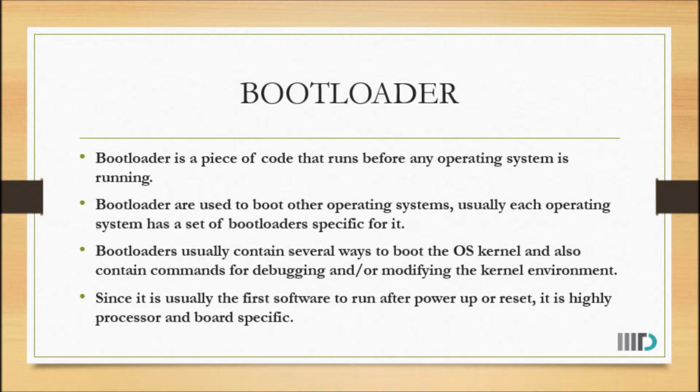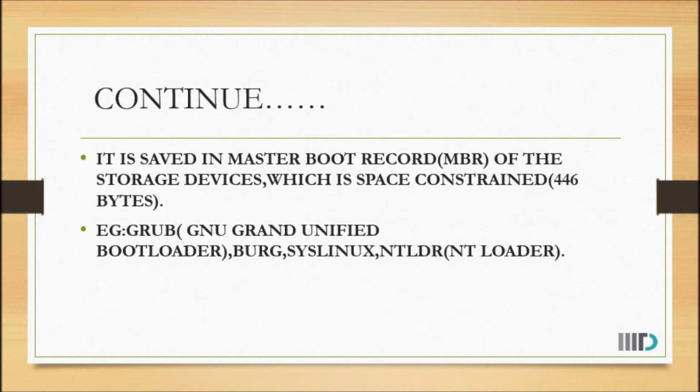It is saved in the master boot record (MBR) of the storage devices, which is a space constraint. It is about nearly 446 bytes. Examples: GRUB, Berg, SysLinux, and LILO.